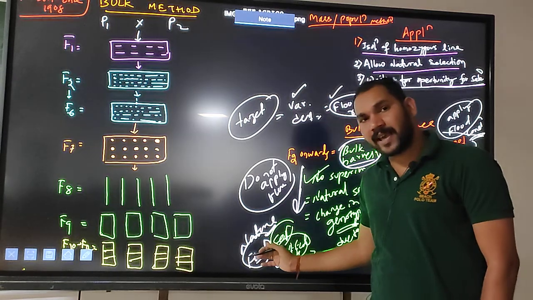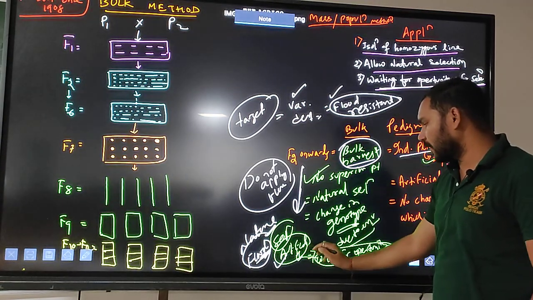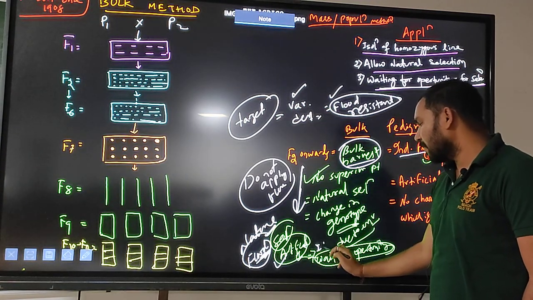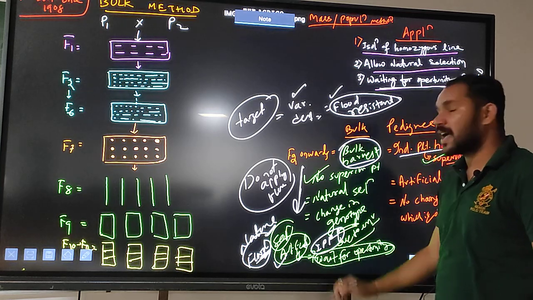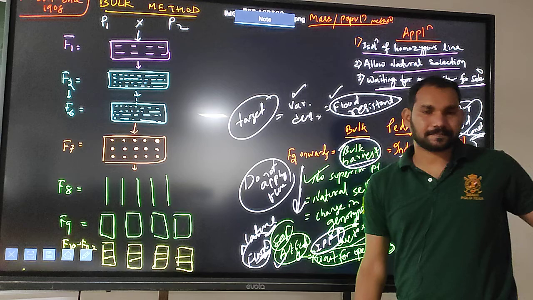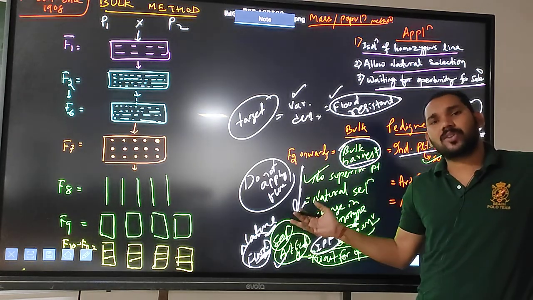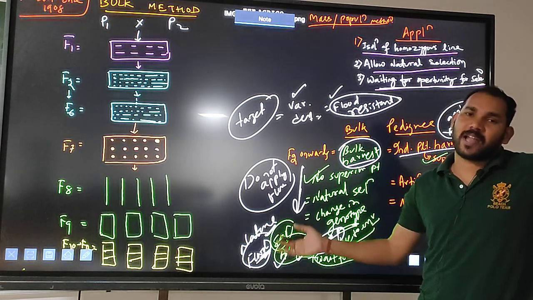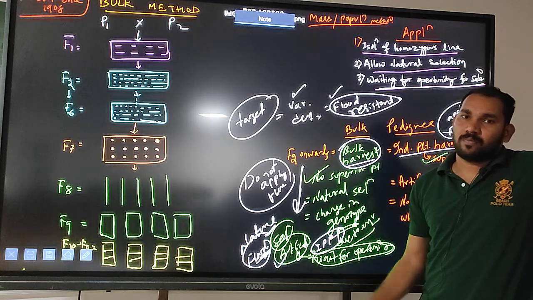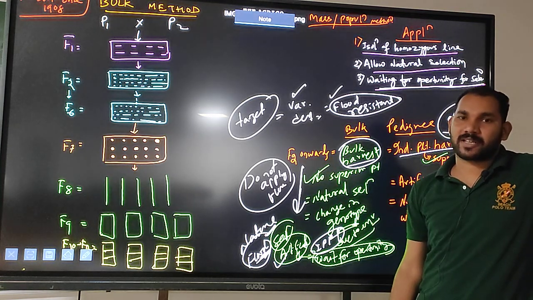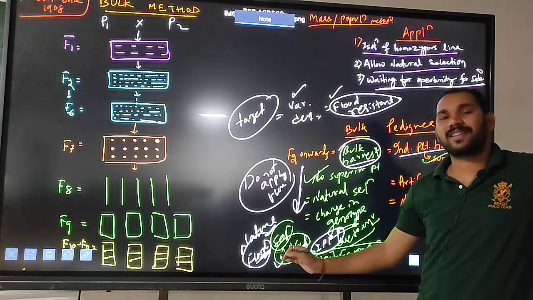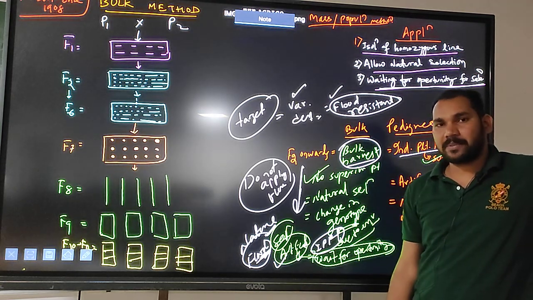If the flood is there, then I will go for individual artificial selection, meaning individual plant harvest. Individual plant harvest. This is known as the artificial selection. If flood is not there in the field, then I have to wait. Up to that time, I will go for the bulk method of harvesting. If natural calamity or flood is there, then go for the artificial selection.